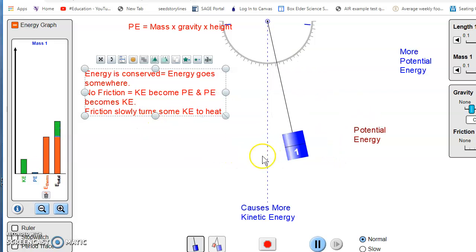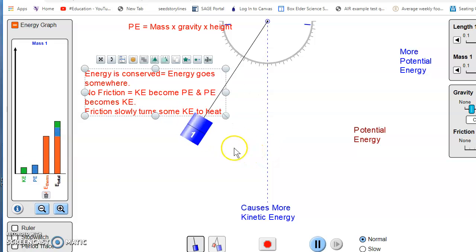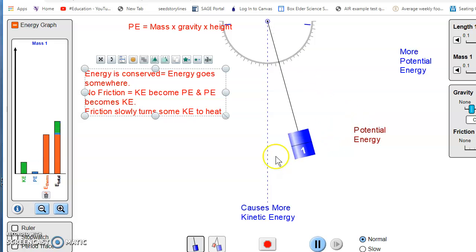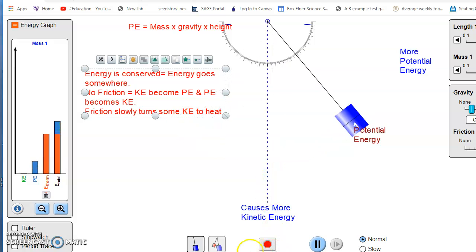So on Earth, in a friction system, we do not have anything lasting forever. Everything is going to slow down and come to a stop. And that's it.